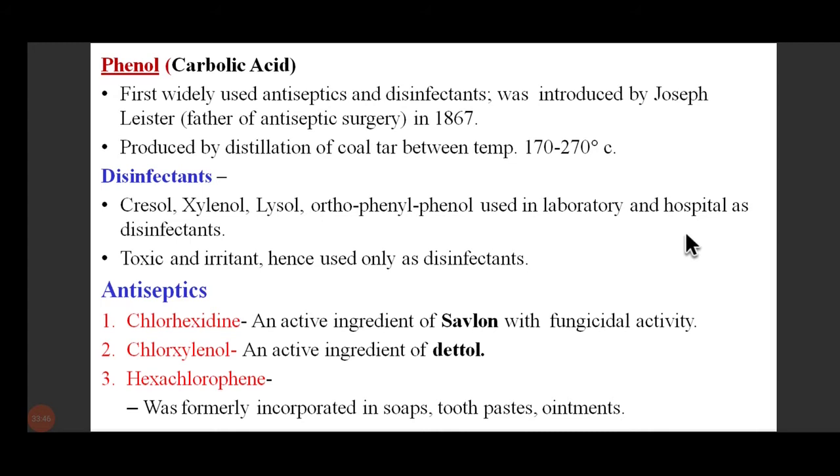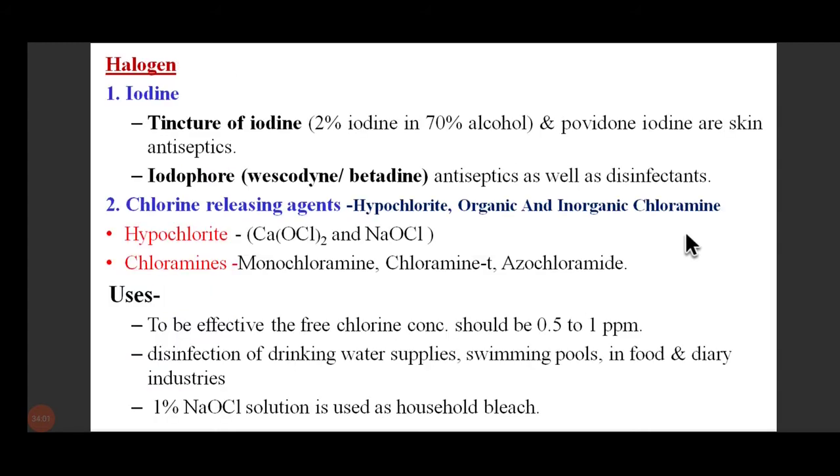Then moving on to antiseptics, again we have Savlon, in which the active ingredient is chlorhexidine, and chloroxylenol, the active ingredient of Dettol, and hexachlorophene, formerly used in soaps and toothpaste, but not used commonly nowadays. Then halogens, where we have already studied tincture iodine and iodophors, which is your betadine.